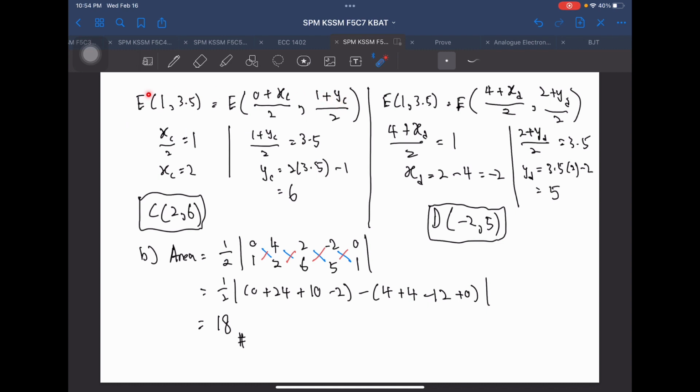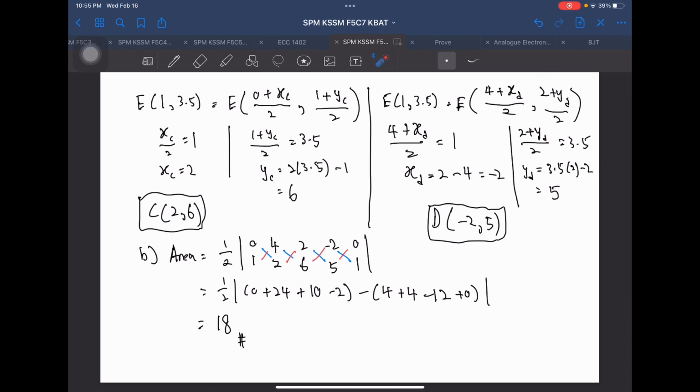to solve this. So when you sub in the coordinates for A and E in here, and for B and E in here, you know that 1 is equal to this. So xc divided by 2 equals 1, and you got xc equals 2. And same thing goes here: (1 plus yc) over 2 equals 3.5. So doing some simplification, you got yc equals 6. So your coordinate of C is (2, 6).